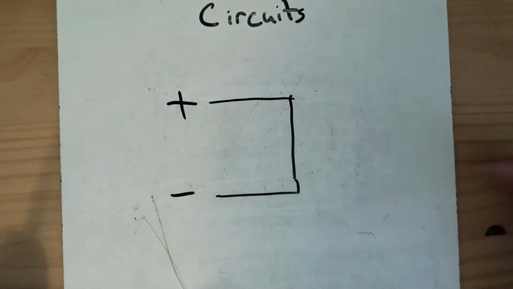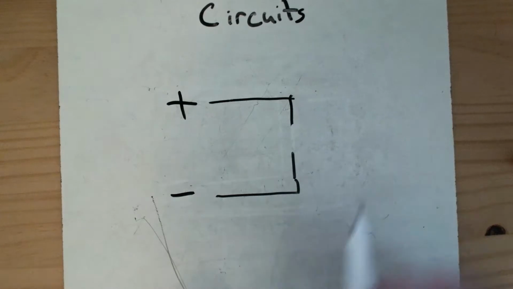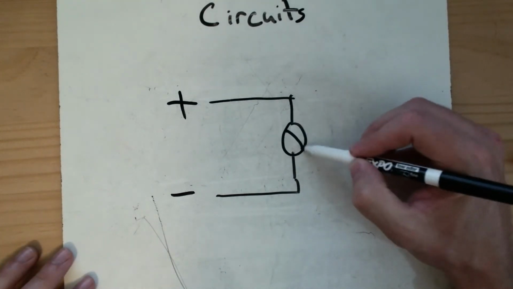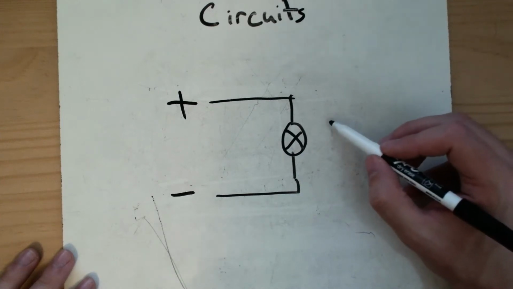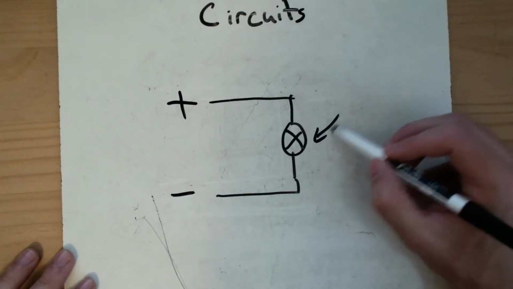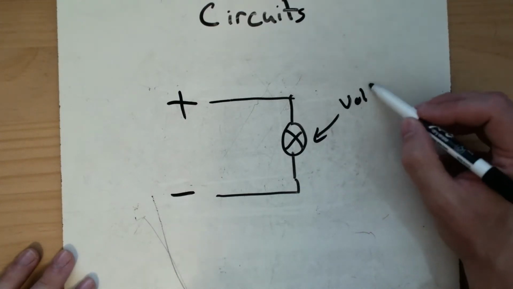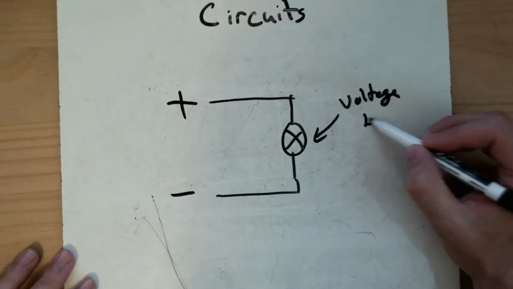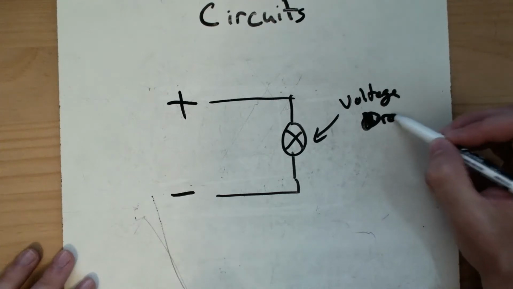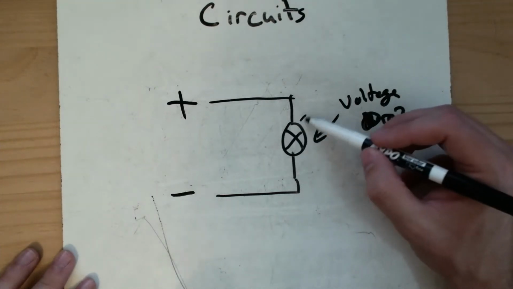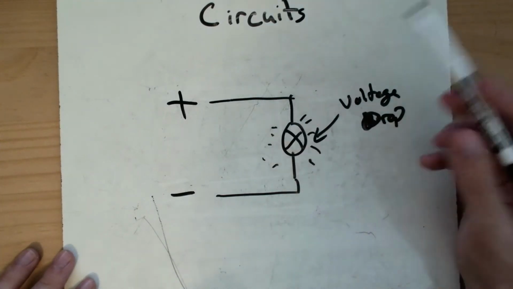And when we put circuits together, we want them to drive components like this light bulb right here that is going to use some of that voltage, and we're going to have a potential difference or a voltage drop that is going to cause this thing to do work. Voltage drop, and this is going to cause the light bulb to turn on, shine light, and all that stuff.